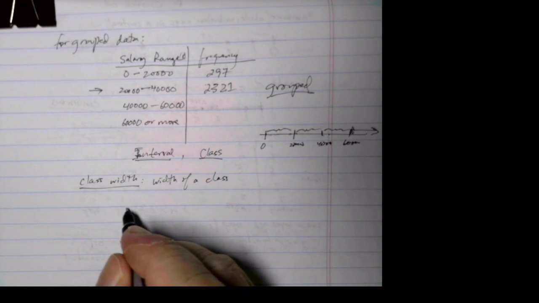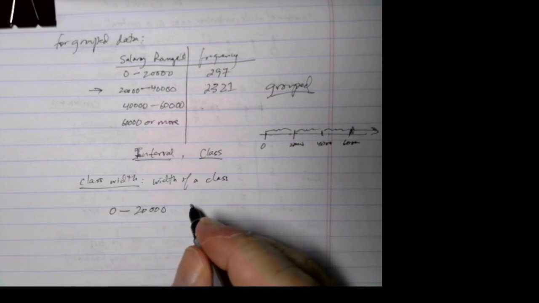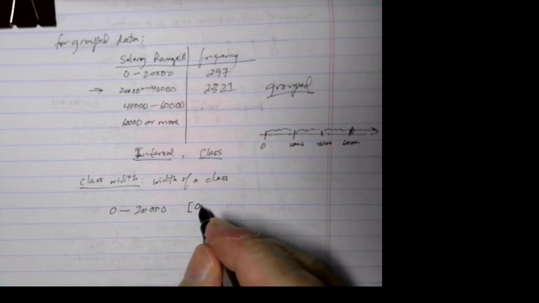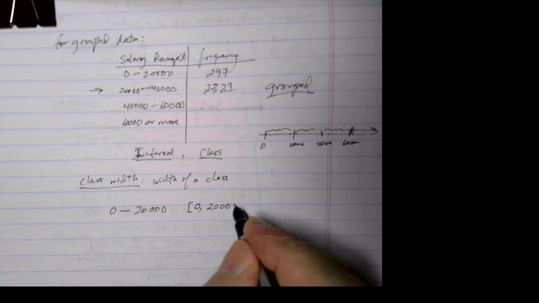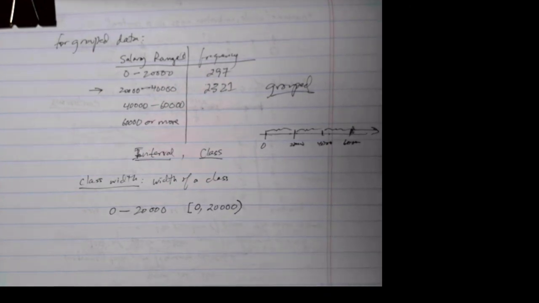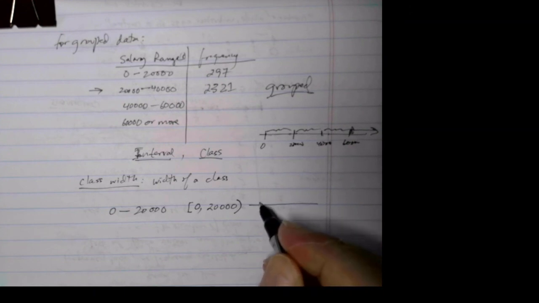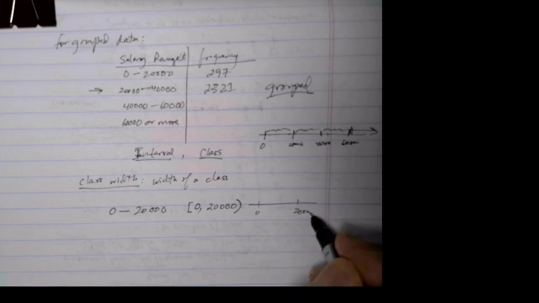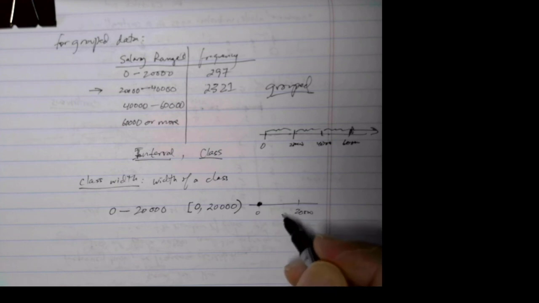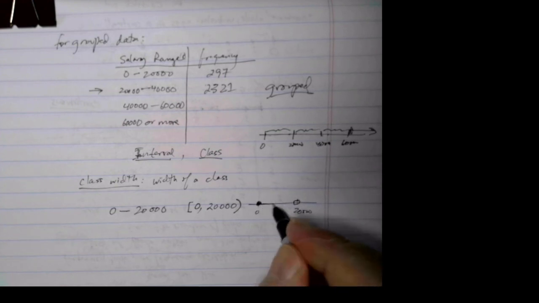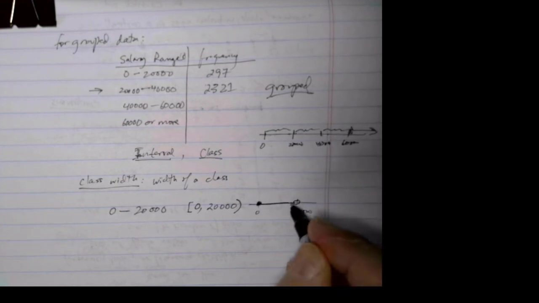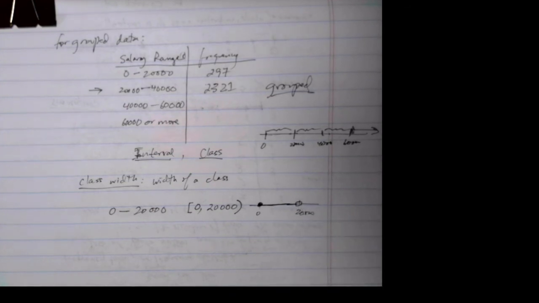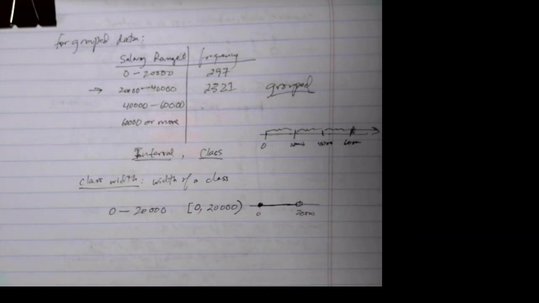If you have a class that looks like 0 to 20,000, that means in interval notation, the interval that includes 0 but does not include 20,000. On a number line, it would look like this: 0, 20,000. There would be a filled-in dot here and an open dot here in the usual number line notation. 20,000 goes into the next interval, and that's always going to be the case for us.